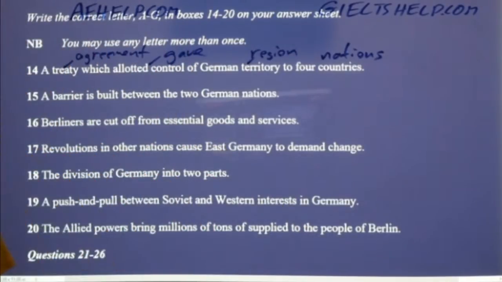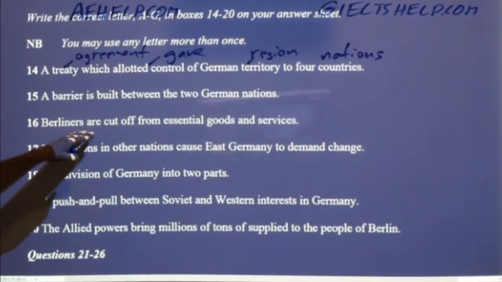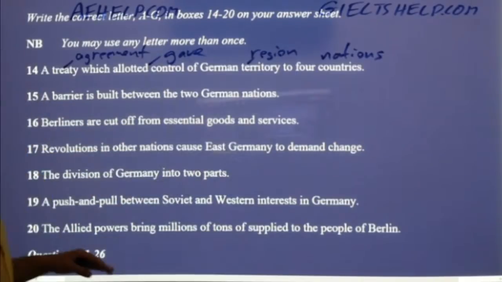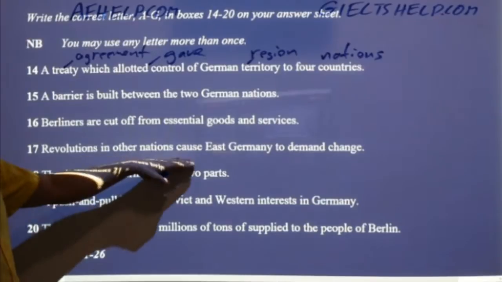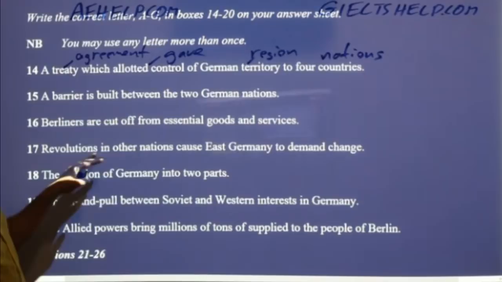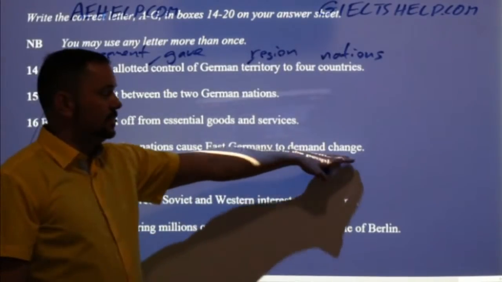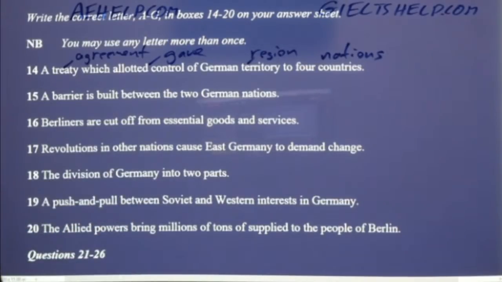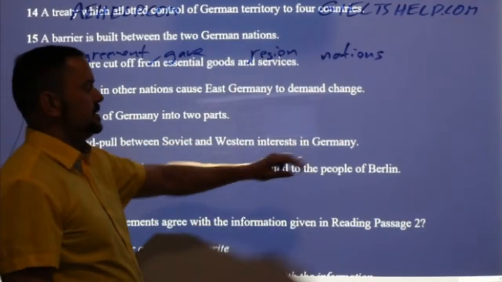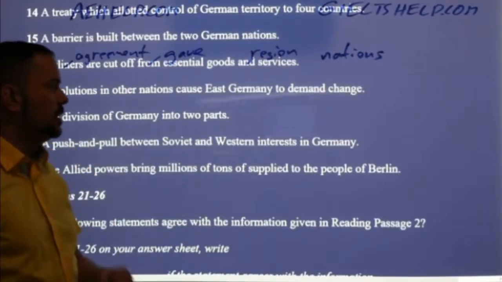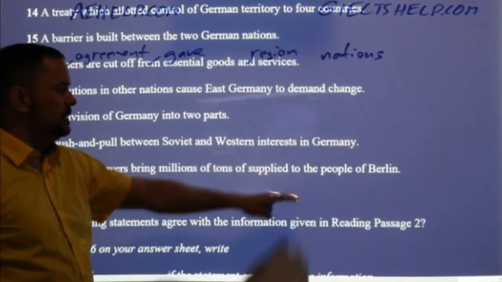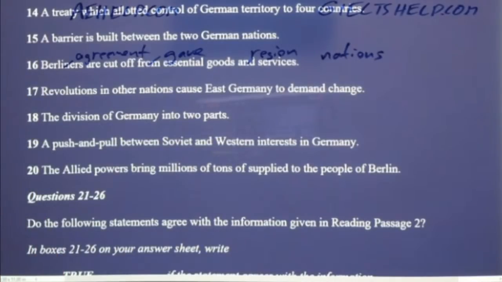Okay, these are the questions. The article's coming later. All right, Berliners are cut off from essential goods and services. So the people in the city are separated from the necessary merchandise and services. Revolutions in other nations cause East Germany to demand change. Uprisings in other countries lead East Germany to want different situations. The division of Germany into two parts, the separation of Germany into two territories, a push and pull between Soviet and Western interests in Germany, a struggle between Soviet and Western interests in Germany. The Allied powers bring millions of tons of supplies to the people of Berlin. Okay. All right. So there we go.